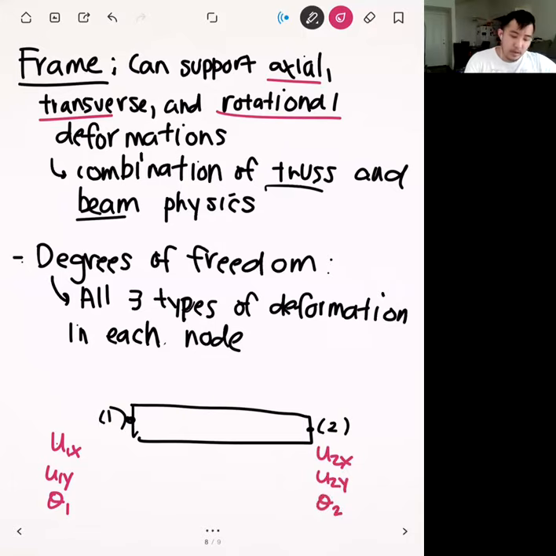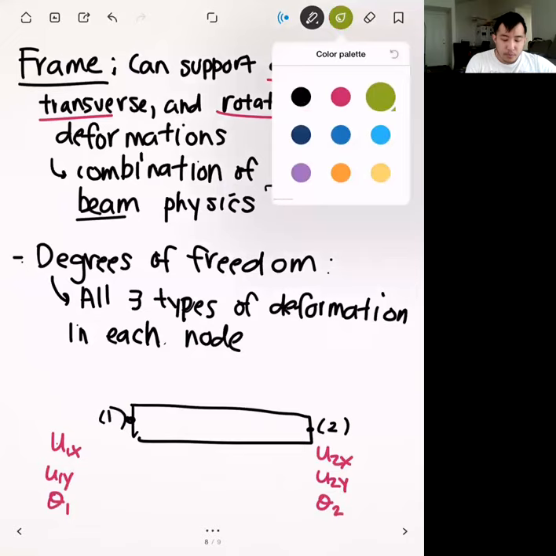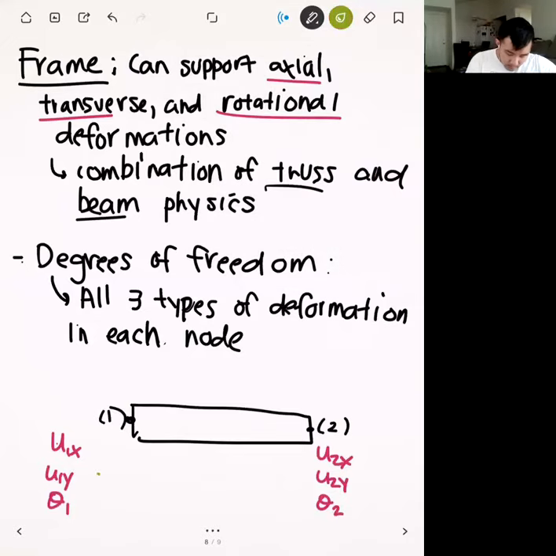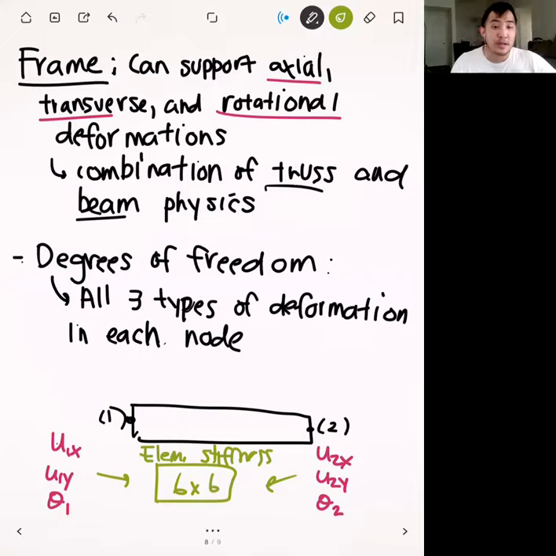And so because we have 6 degrees of freedom per element, what this tells us is that the element stiffness matrix will be a 6 by 6 system. So it's pretty big. We're going to have 36 unique entries that we need to specify. You can definitely find the expressions for all of these in the notes. You can find a nice expression in the lecture slides, in the slides for the implementation.